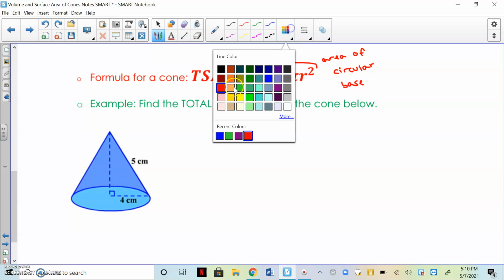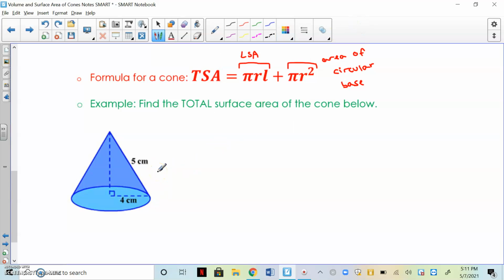All right, so now let's do this example problem. It's the same cone, so theoretically we could just use the answer from the last problem and add on to it, but for our sake, I'm just going to do it from the start. So pi times the radius times the slant height plus pi times the radius squared. Here I end up with 20 pi, here I end up with 16 pi, because 4 squared is 16, and that gives me 36 pi. Then I would type that into the calculator.